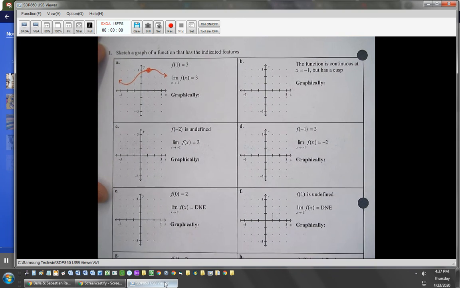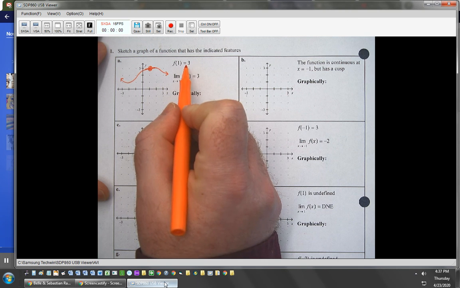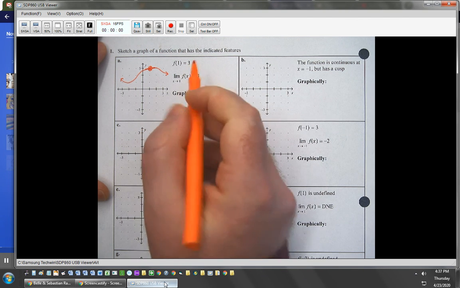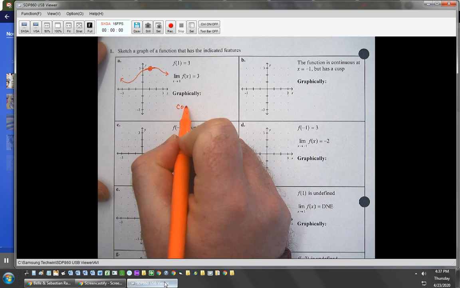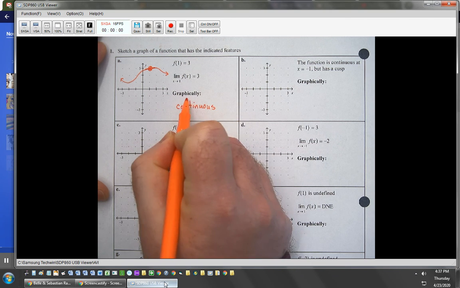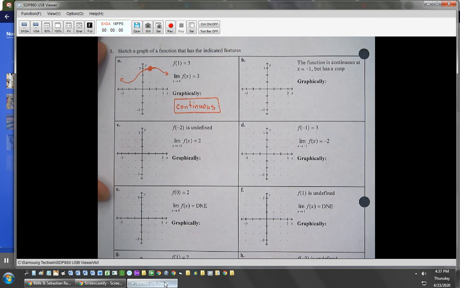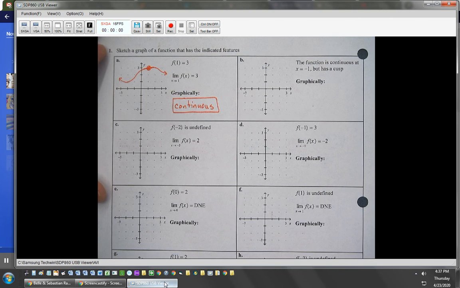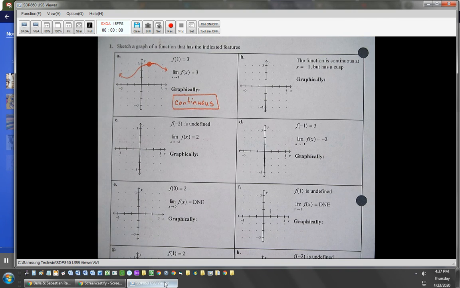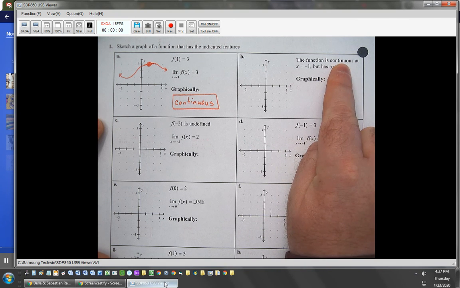So graphically, what is this? This is graphically my limit exists and my point exists, and they exist at the same place. This is what we call a continuous function. Our graph is continuous when those two things occur. Okay, so our function is continuous. That means that the two branches have to meet at the same place, and the point has to be at the same place.